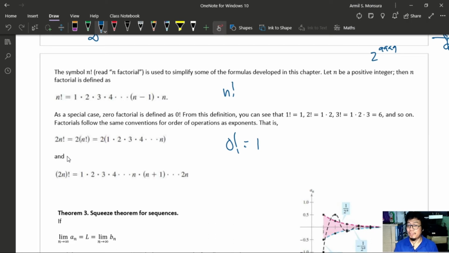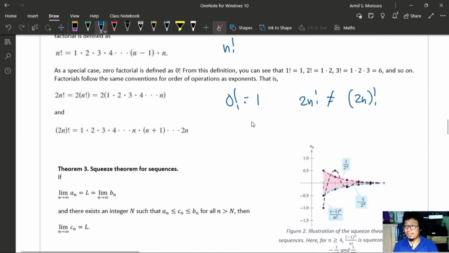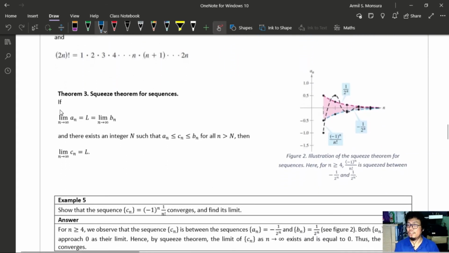Be very careful when you read factorials. (2n)! is not equal to 2(n!). Those are two different expressions, so be very careful with that. Now let's discuss Theorem 3, the squeeze theorem for sequences.